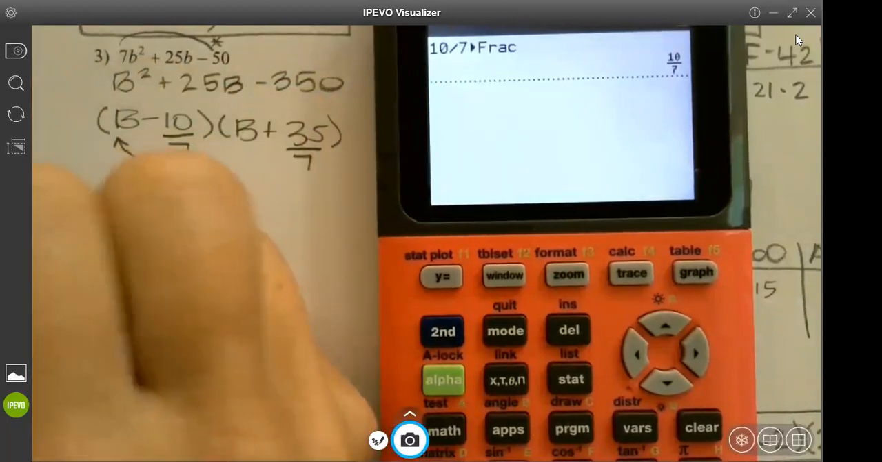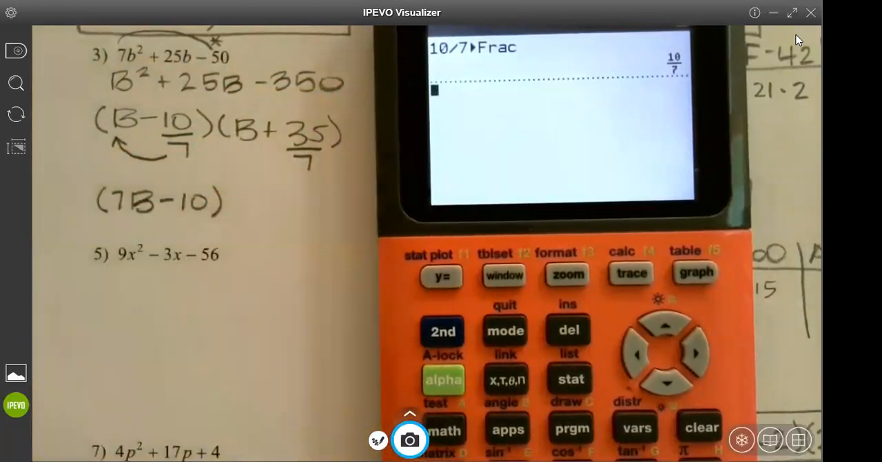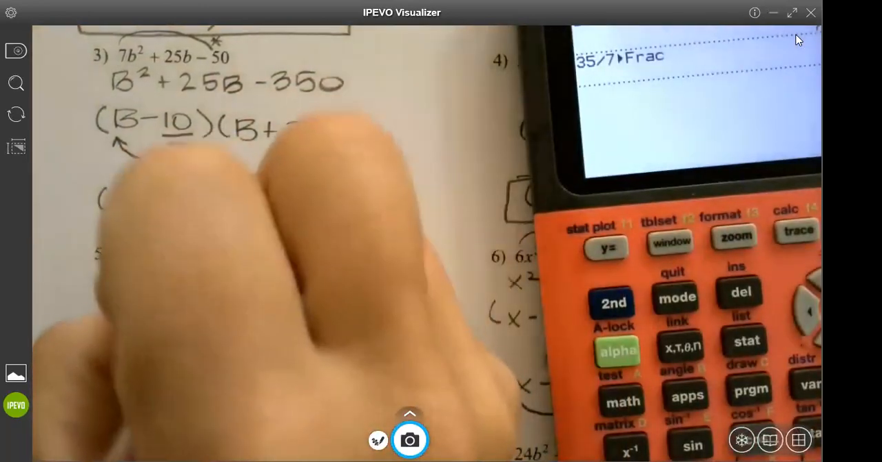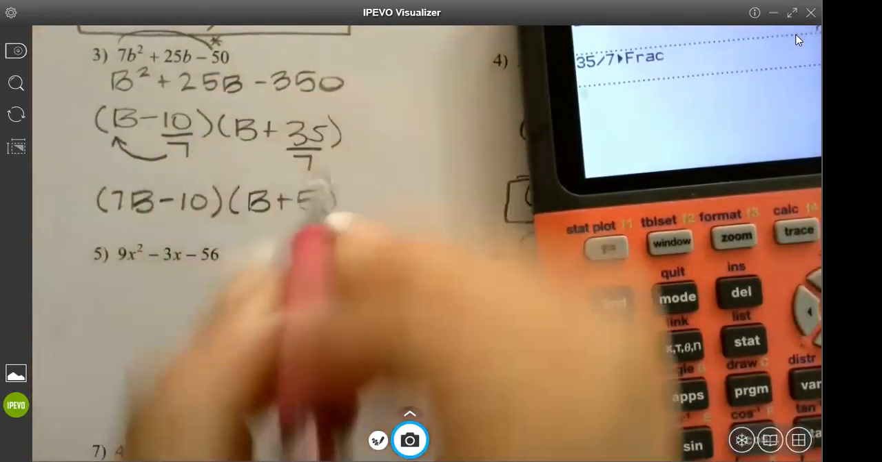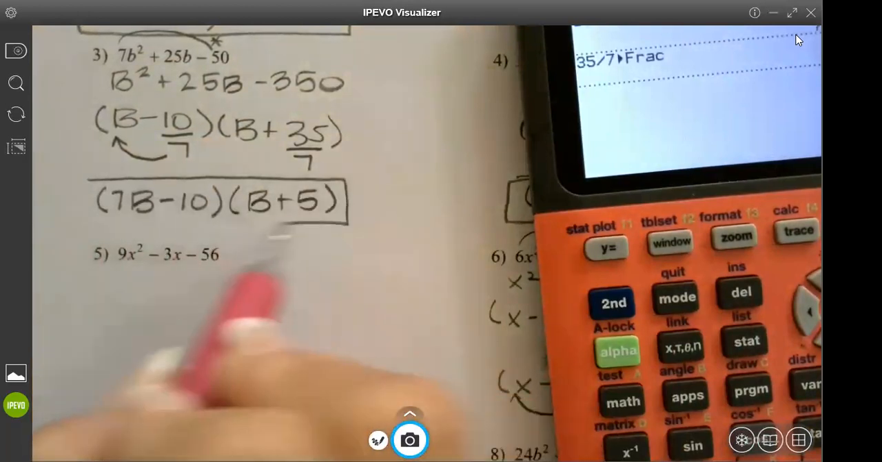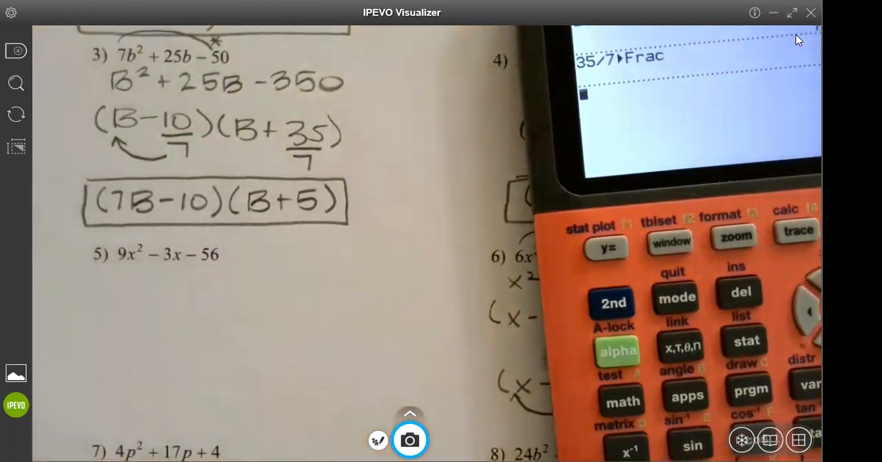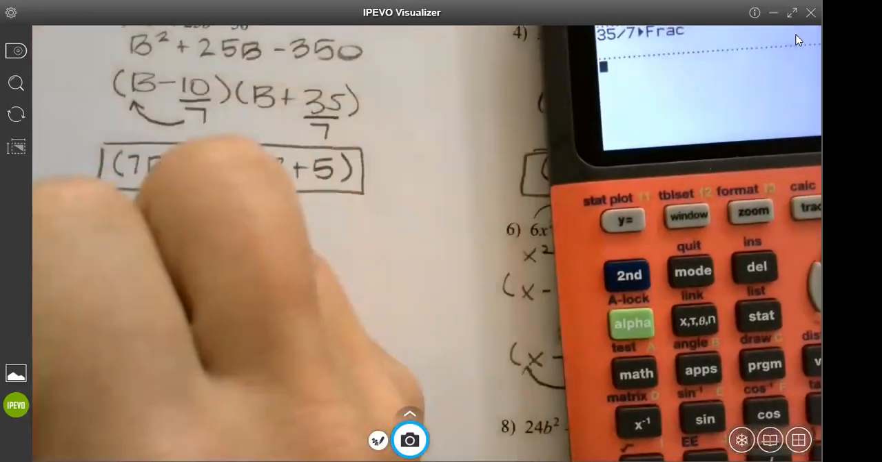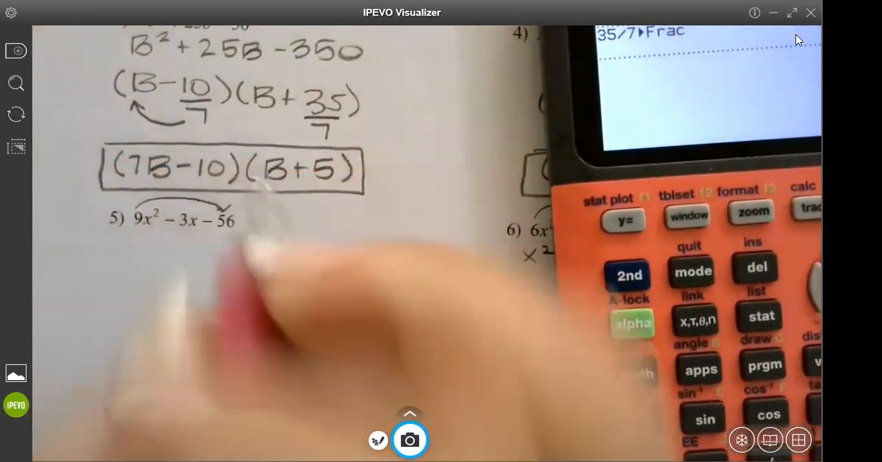So my first factor is 7b minus 10. Check your next one. 35 over 7, math, enter. I just get 5. So b plus 5. That's it. Any questions? So again, we're just adding a little bit from yesterday. Just a little bit. All right. We're going to slide our 9 over.